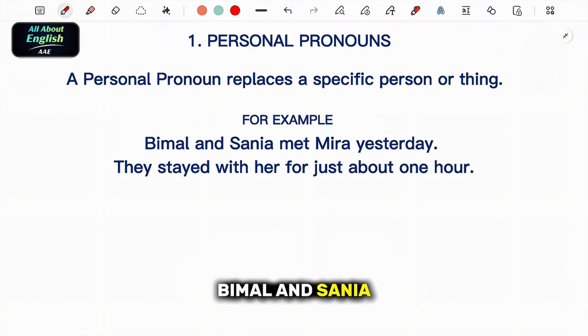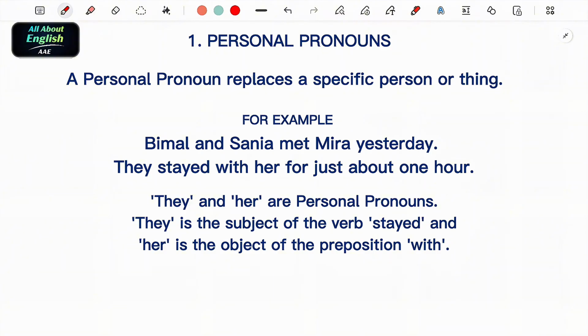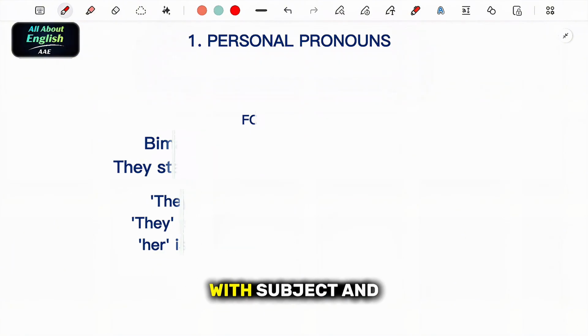Bimal and Sania met Mira yesterday. They stayed with her for just about an hour. Here, the word they replaces Bimal and Sania and the word her replaces Mira. So both they and her are personal pronouns. They is the subject of the verb stayed and her is the object of the preposition with.